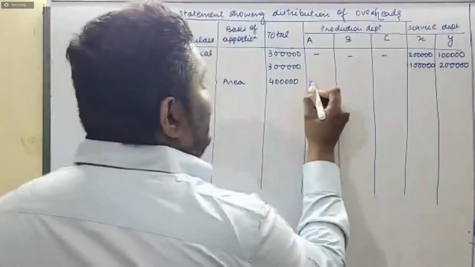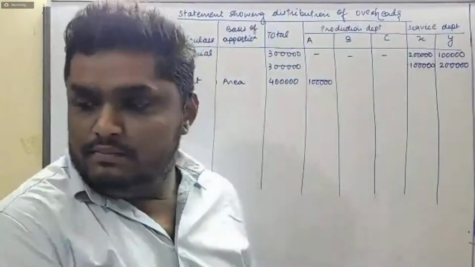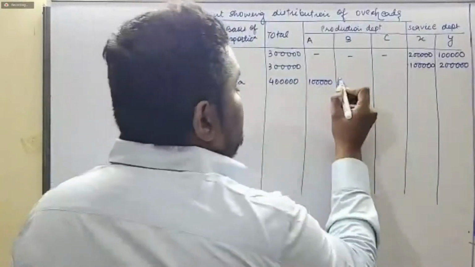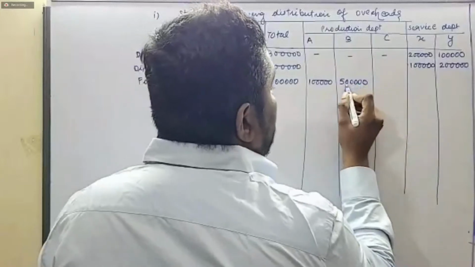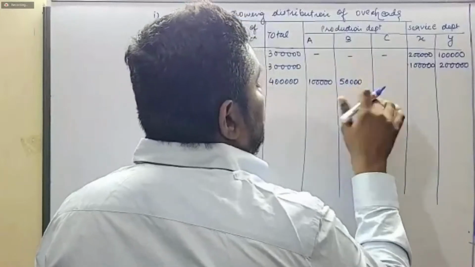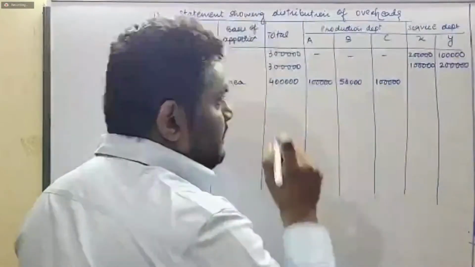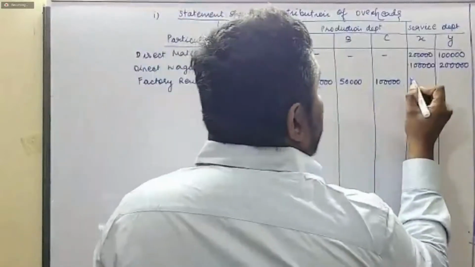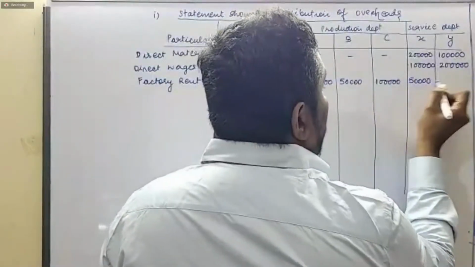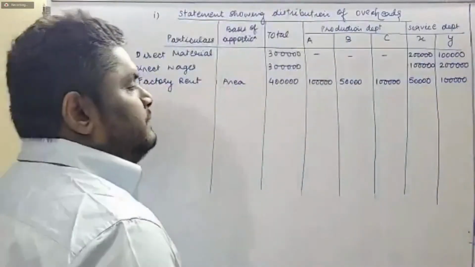So this will be 1,50,000. This will be 1 lakh again. This will be again 50,000. And this will be 1 lakh.